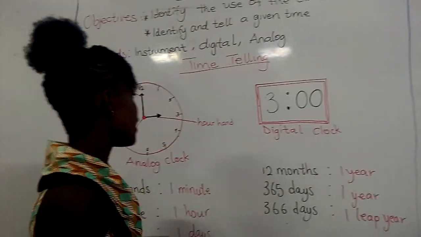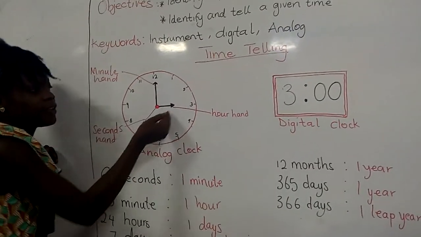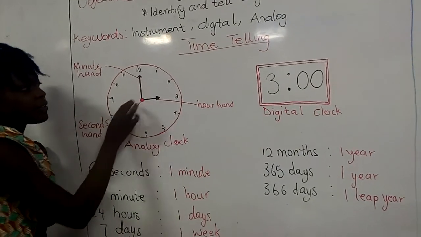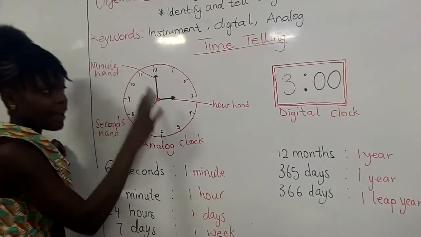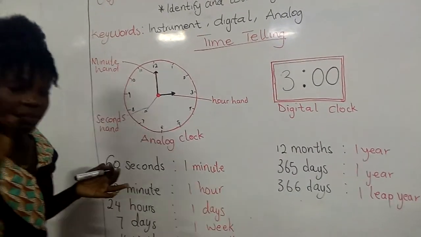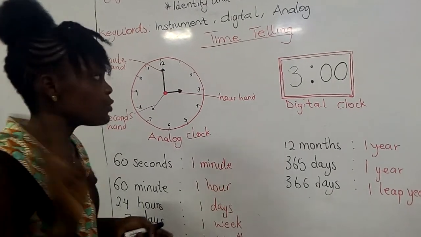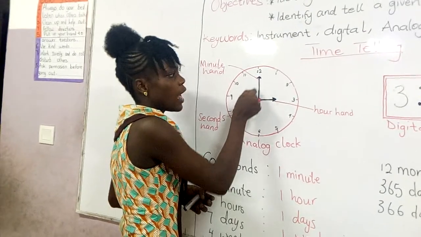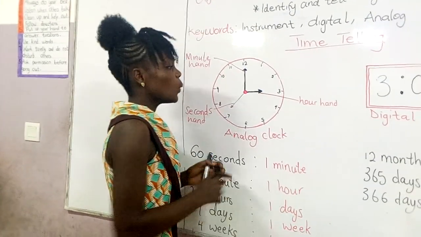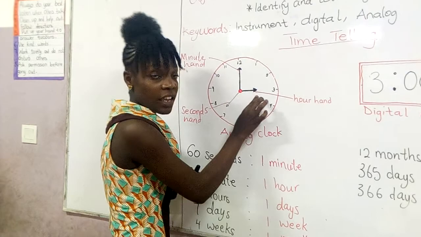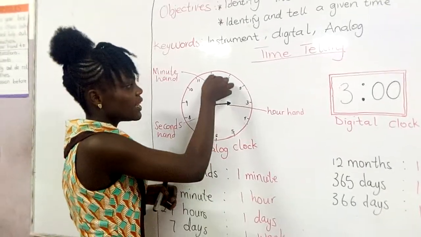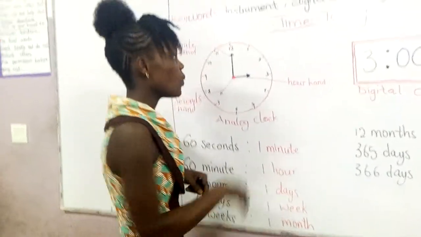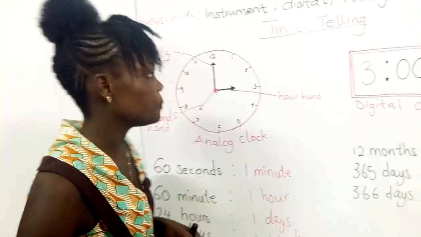Now, these are the hands of the clock. These hands will tell you the time. With time telling, we have 3 hands on a clock. We have the short one, we have a long one, we have another long one. The short one is very thick. Of the long ones, one is thick and the other one is thin.